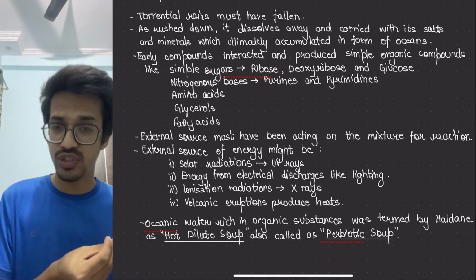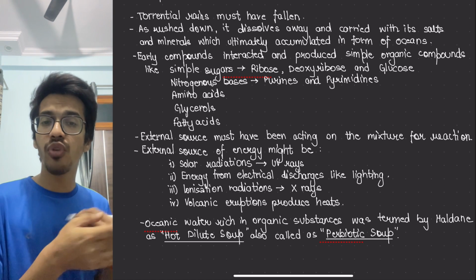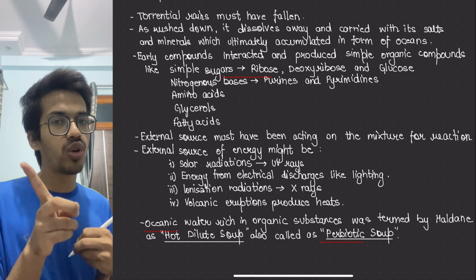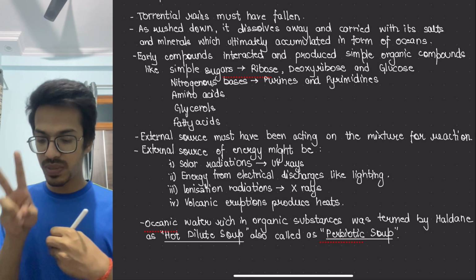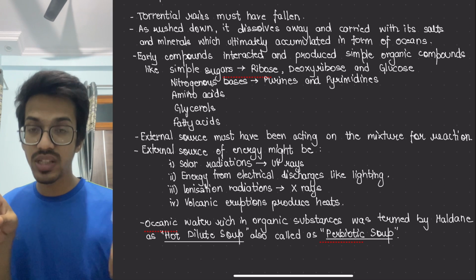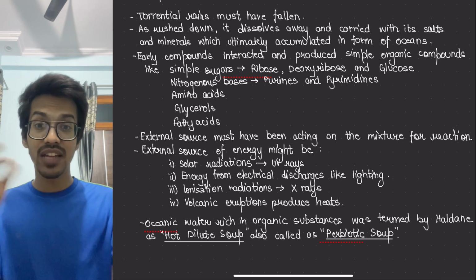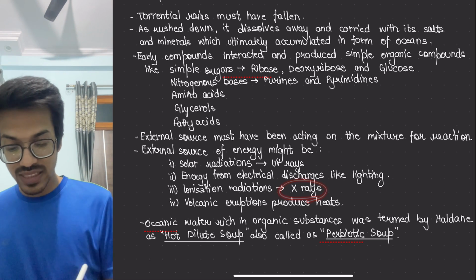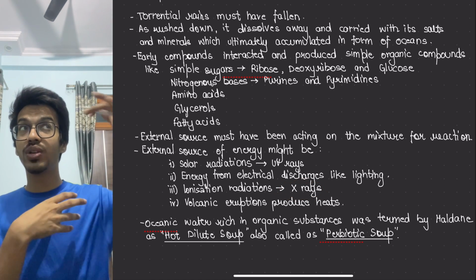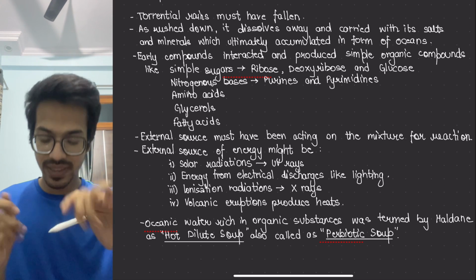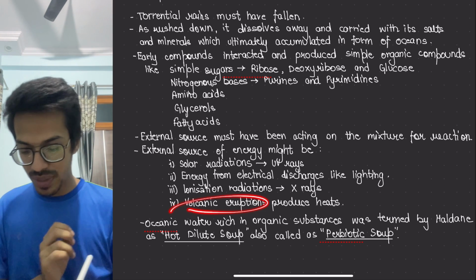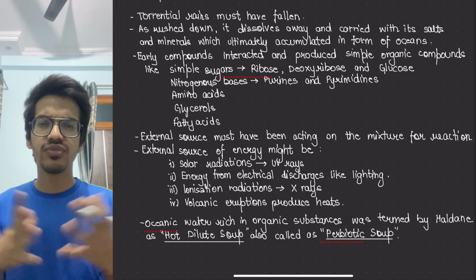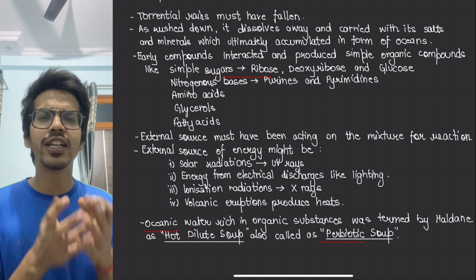What could be the external source of energy for these reactions to form these organic compounds? There could be solar radiation from the UV rays, there could be energy from electrical discharge, like lightning which might have struck the surface of the ocean, there could be x-rays and all those things coming in, because we don't have an ozone layer there, as we have said, so those rays are also coming. Then volcanic eruptions, which produce heat at that point in time, because these days we have a lot of inactive volcanoes, but earlier they were active.